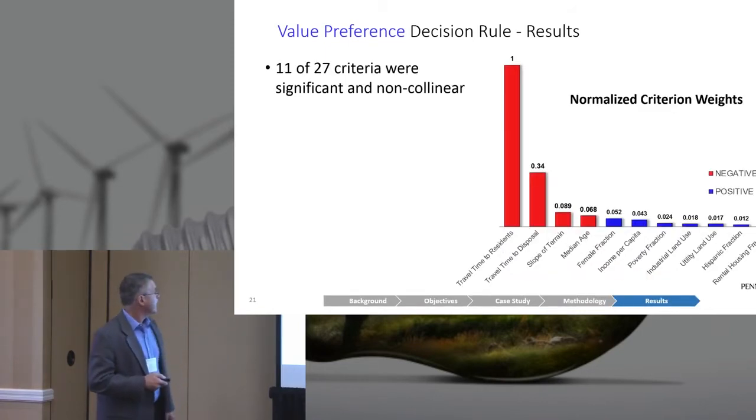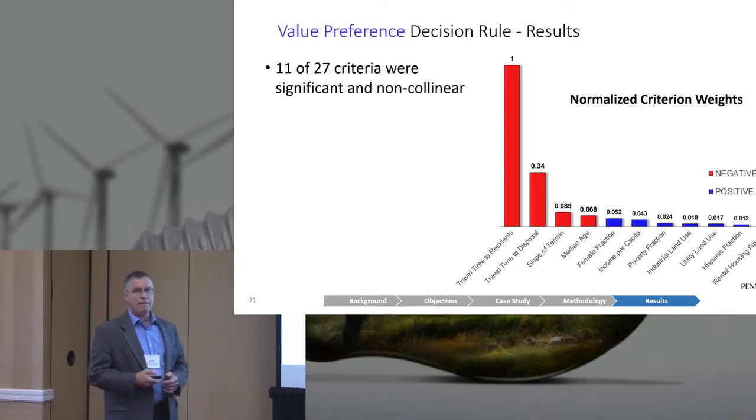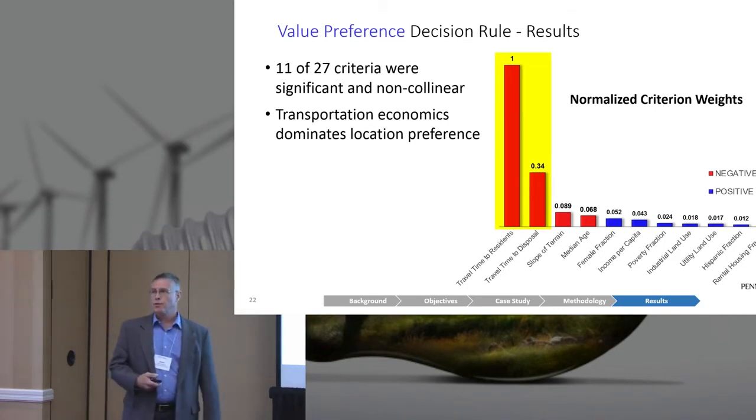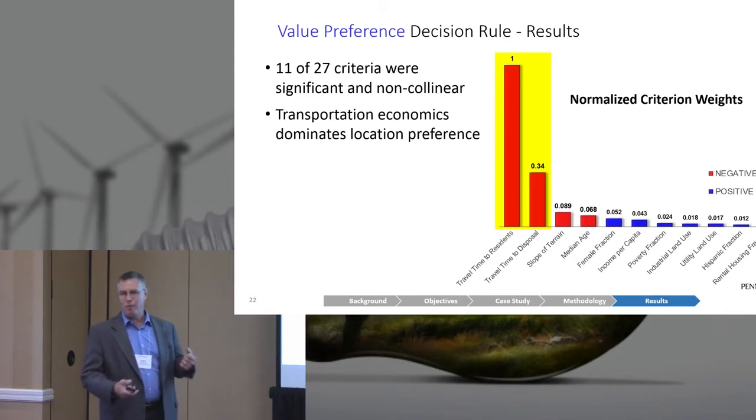So we did that. Of our 27 criteria, 11 of them were identified as significant and non-linear, and they're shown here in this normalized bar plot. These are the weights assigned to them. Not surprising, and I guess good news in terms of the model fit, is that the transportation economic factors dominated this. And actually we have information about their relative importance.